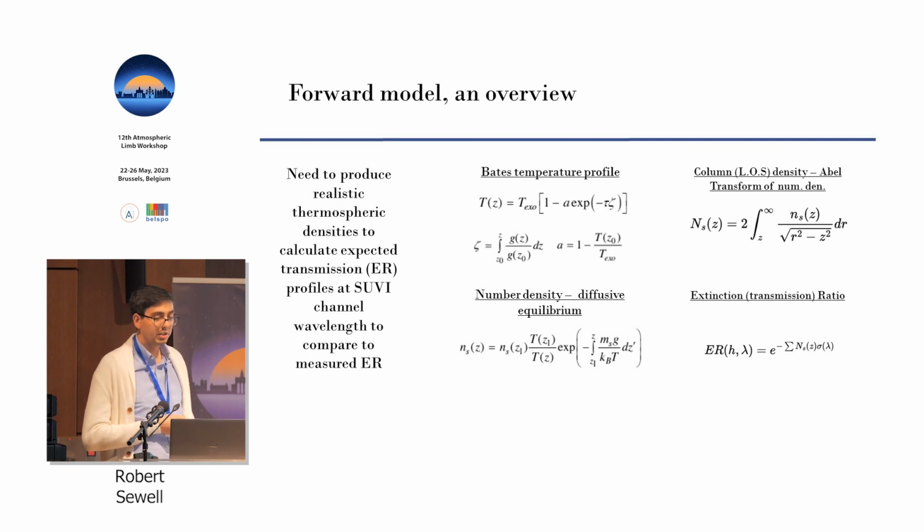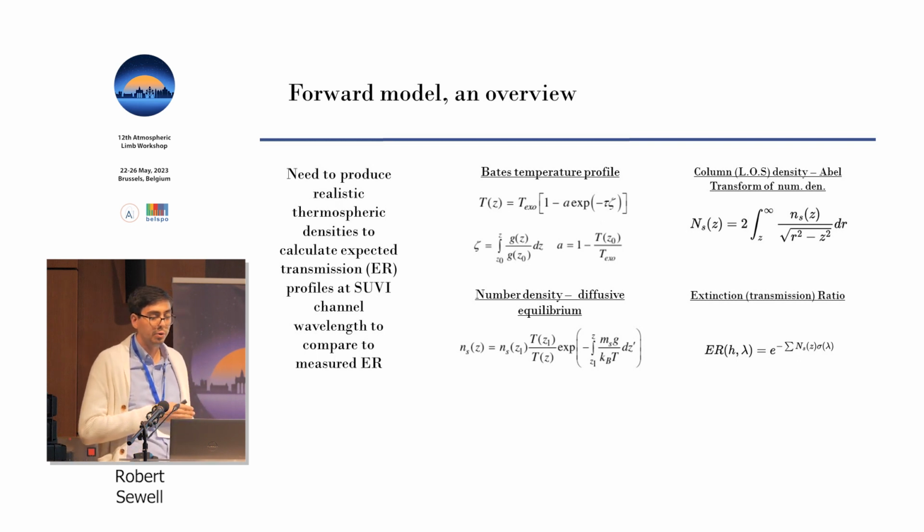It's common in the thermosphere to use a Bates temperature profile, which is a simple heat conduction equation where we have the exospheric temperature, the temperature at the very top of the atmosphere, and this decays exponentially as a function of geopotential height and is shaped with these 2 shaping parameters, A and tau, which are just constants for a given day. And then we use this Bates temperature profile to create a number density.